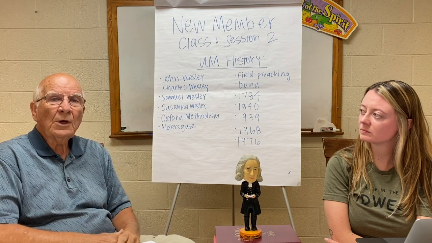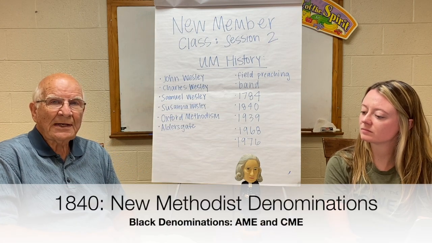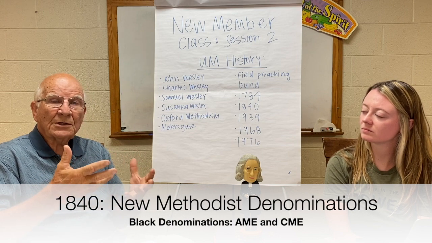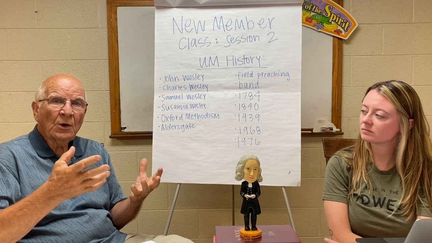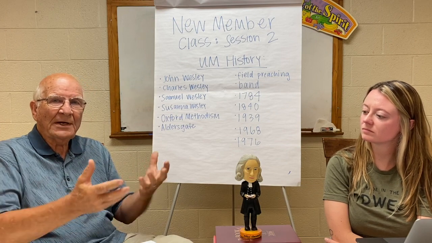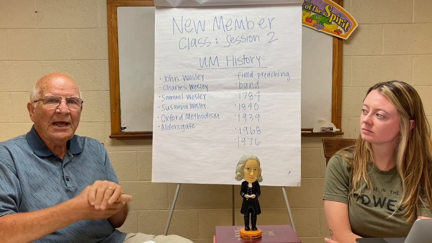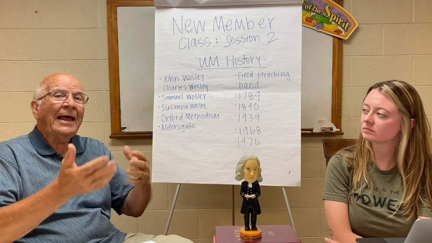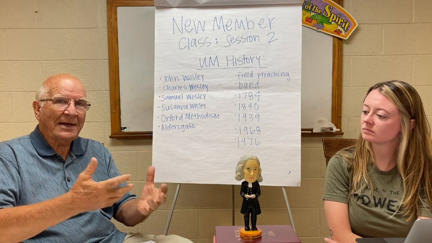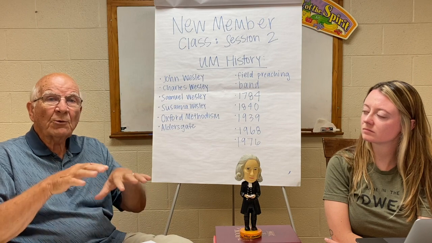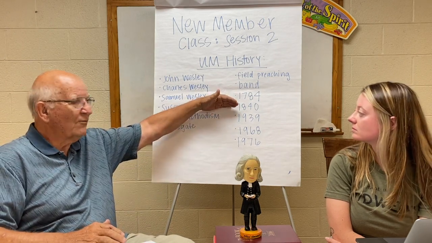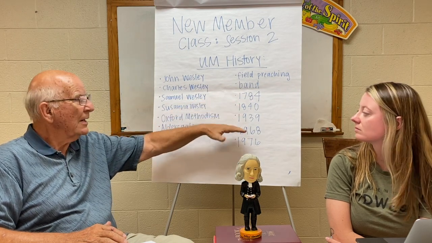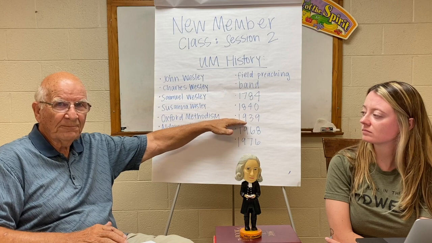But also, there were branches of persons in the Methodist Church that were persons of color. And so they broke off from these two main denominations and formed the CME Church, the Colored Methodist Episcopal Church, and the AME Church, the African Methodist Episcopal Church. So there was division in the 1840s. That division continued for 100 years.